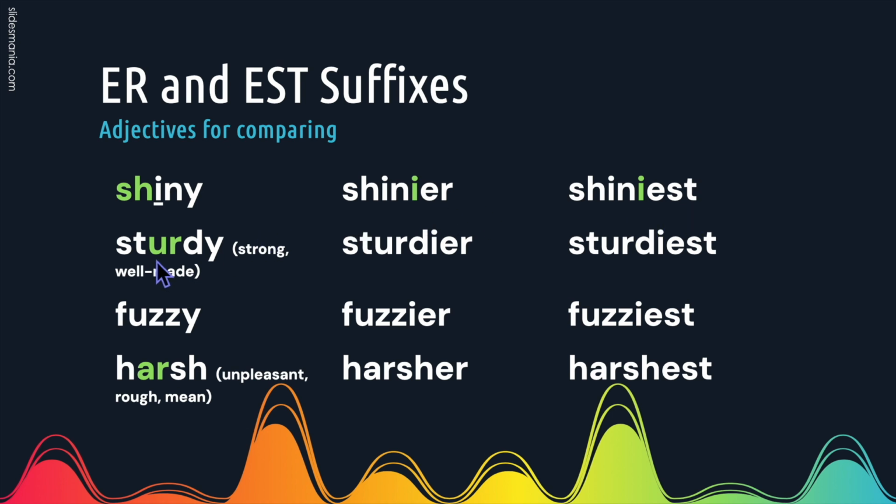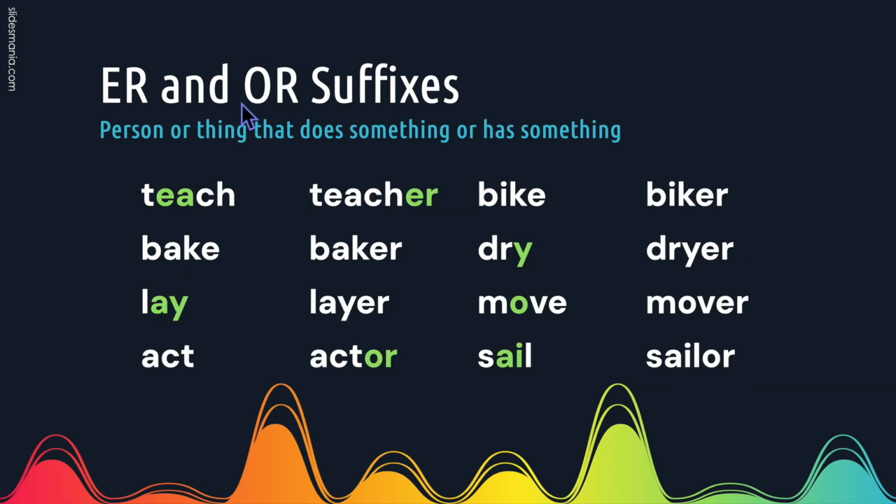Notice once again that the Y became an I before adding a suffix that began with a vowel. UR says ur. Sturdy. Sturdy means strong or well made. Sturdier, sturdiest. Fuzzy, fuzzier, fuzziest. AR says ar. Harsh. Harsh means unpleasant, rough, or mean. Harsher, harshest.